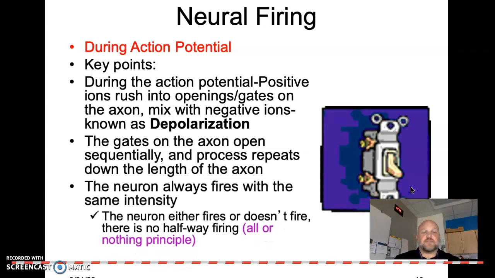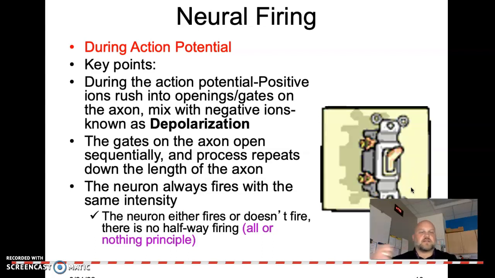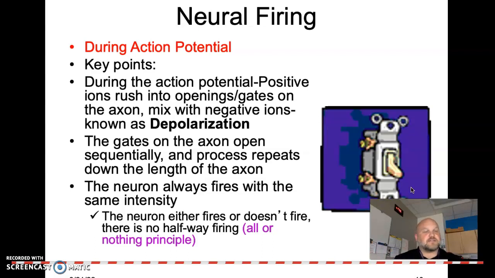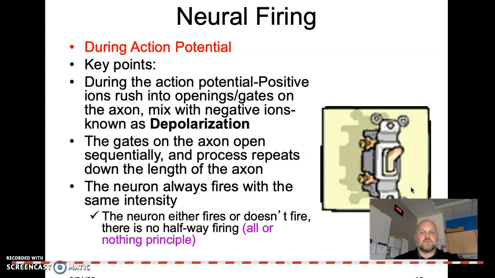The neuron either fires or it doesn't. There's not like hard firing, soft firing, strong firing, weak firing. It either fires or it doesn't if it hits the threshold, and this is called the all or nothing principle, or sometimes the all or none principle.